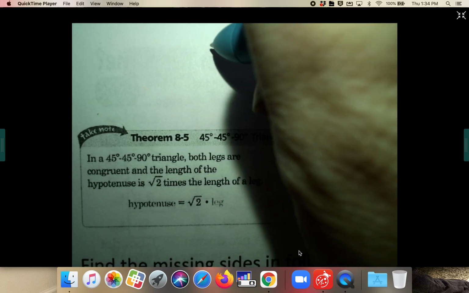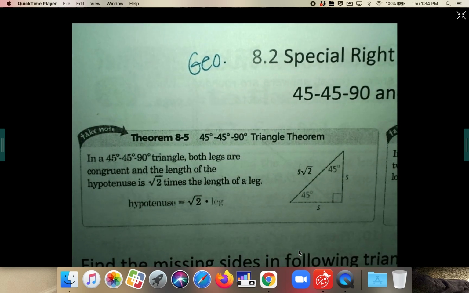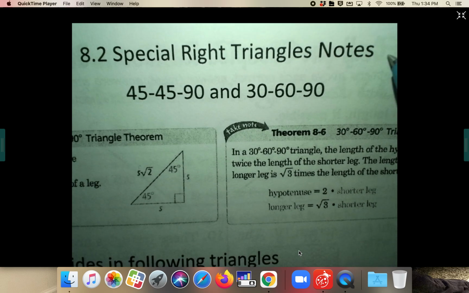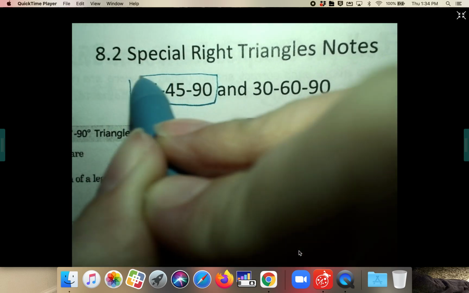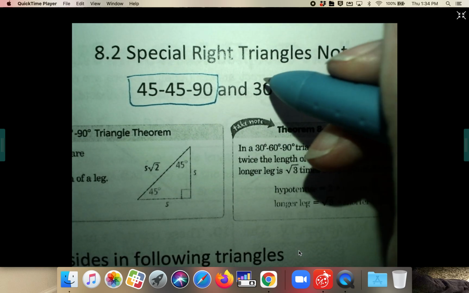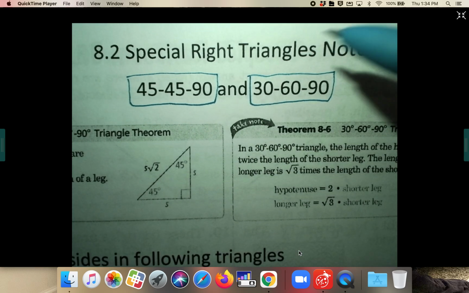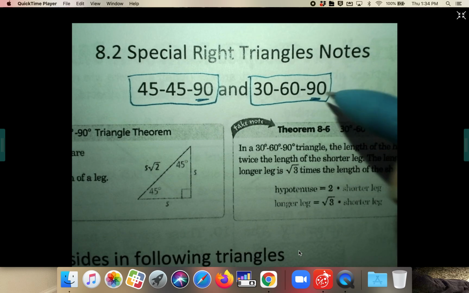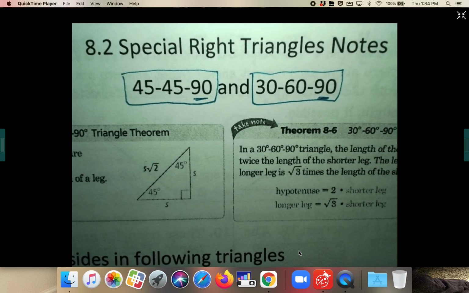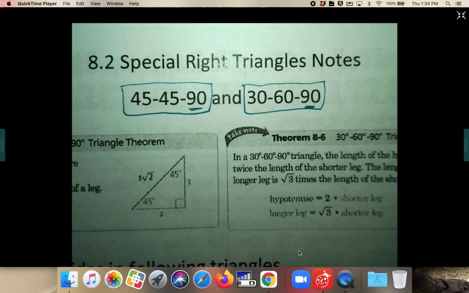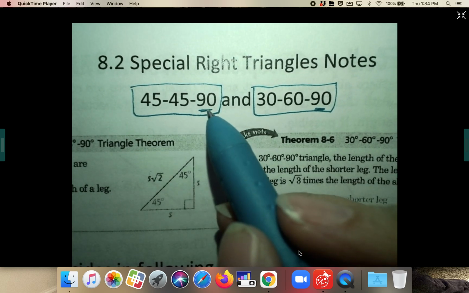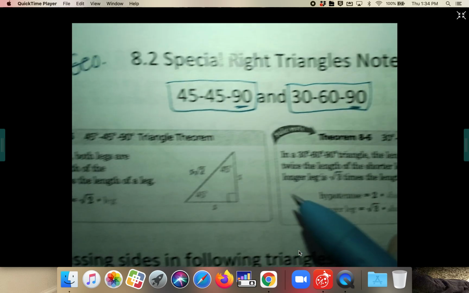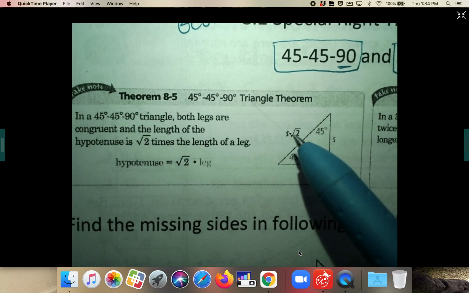Okay, for geometry, lesson 8.2, it is about special right triangles. These are going to be triangles that either have 45, 45, and 90 as their degrees, or 30, 60, 90. So what you'll notice is they're both still right triangles, but there are some really special things that happen with the side lengths, special ratios that happen in a 45, 45, 90 or a 30, 60, 90 triangle.